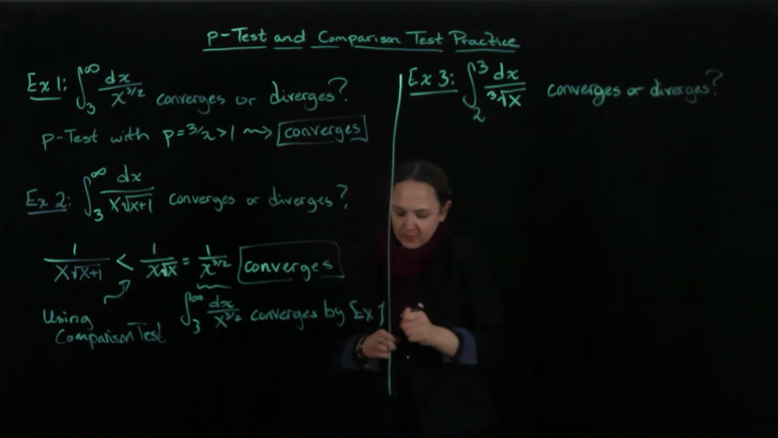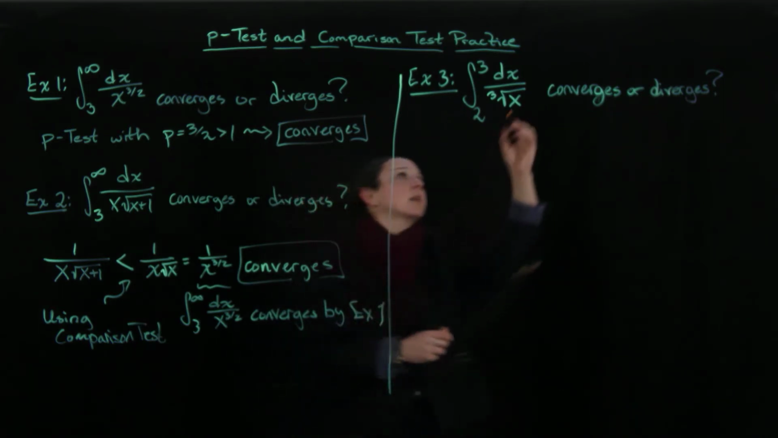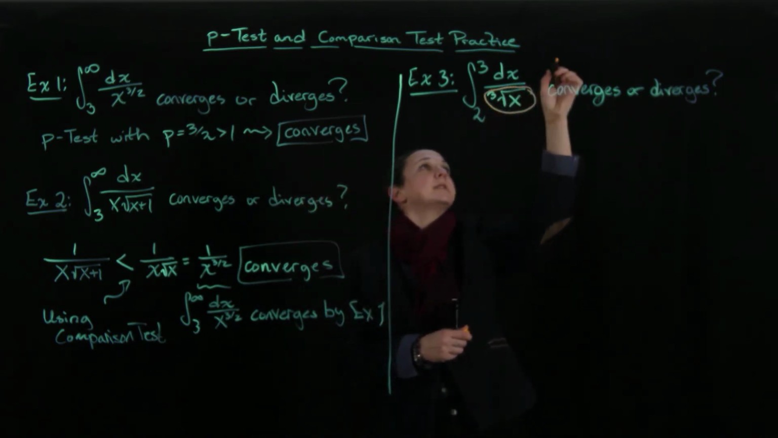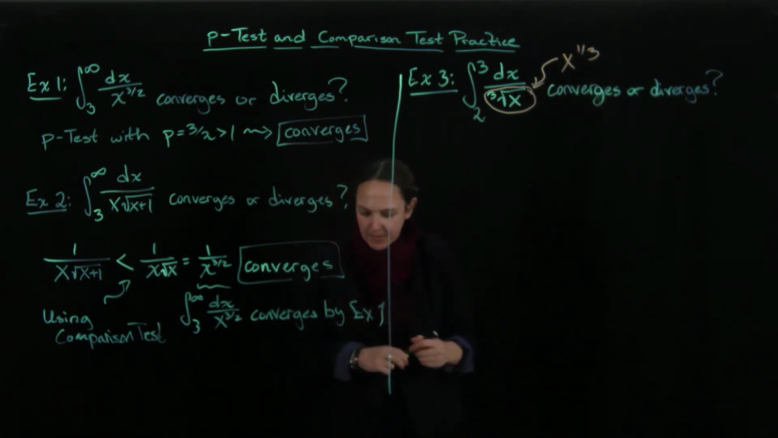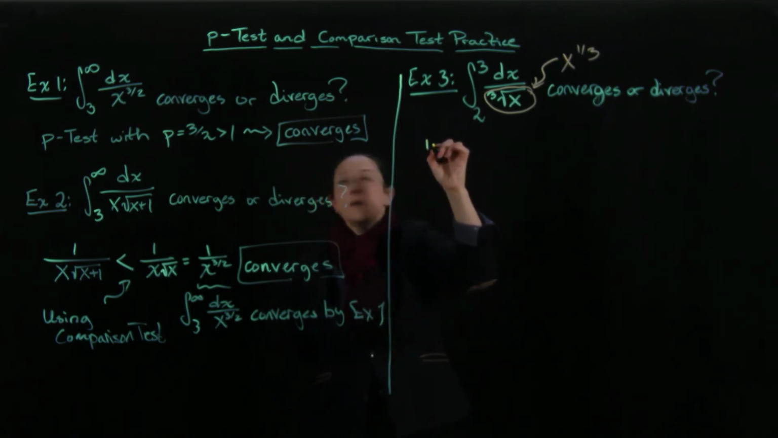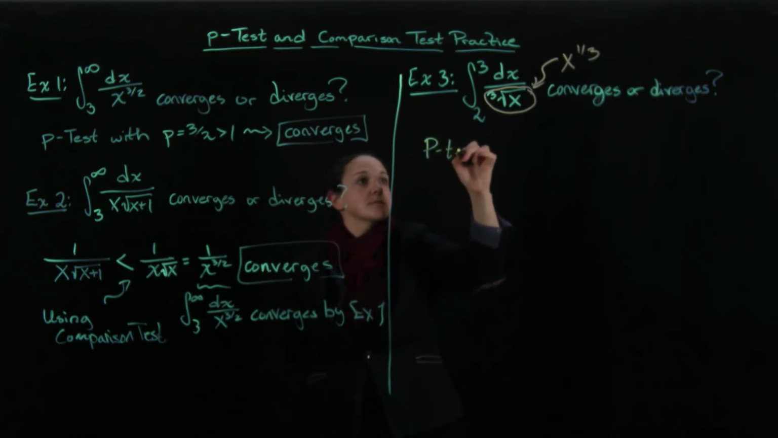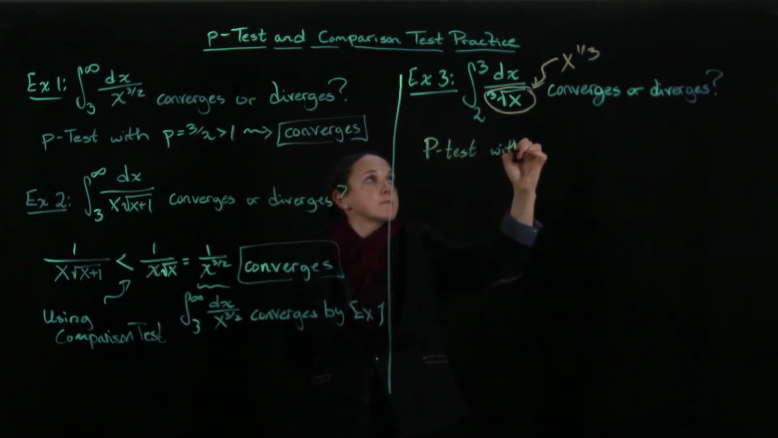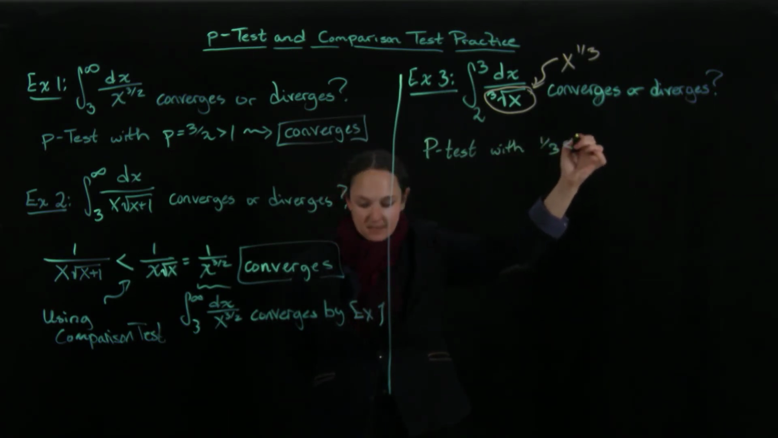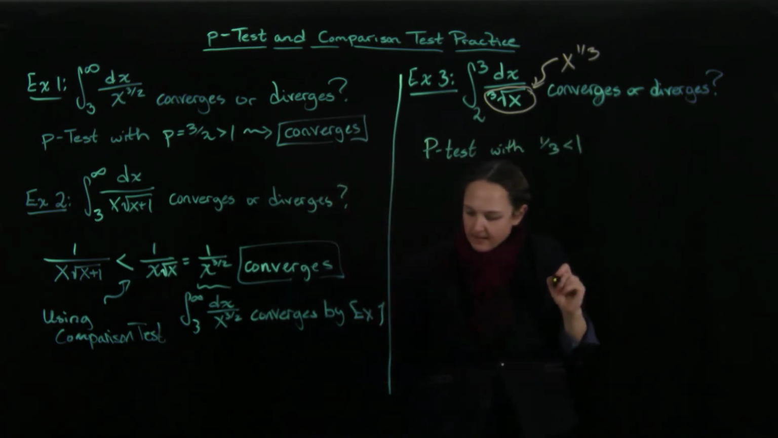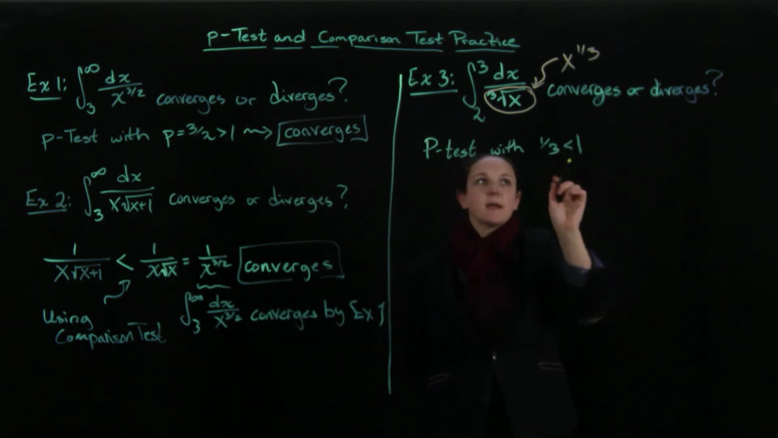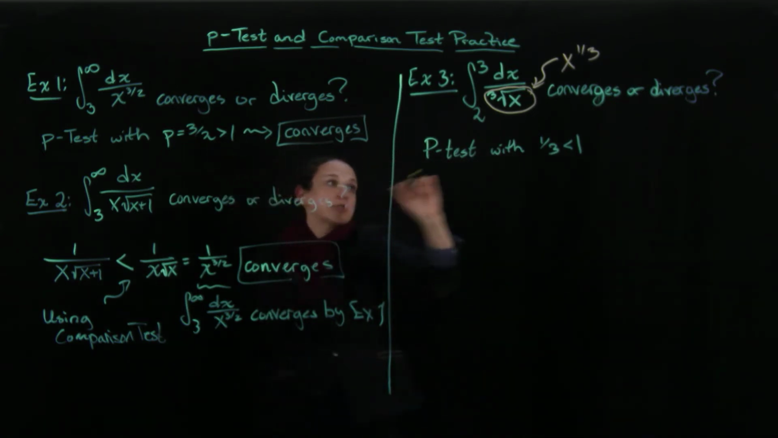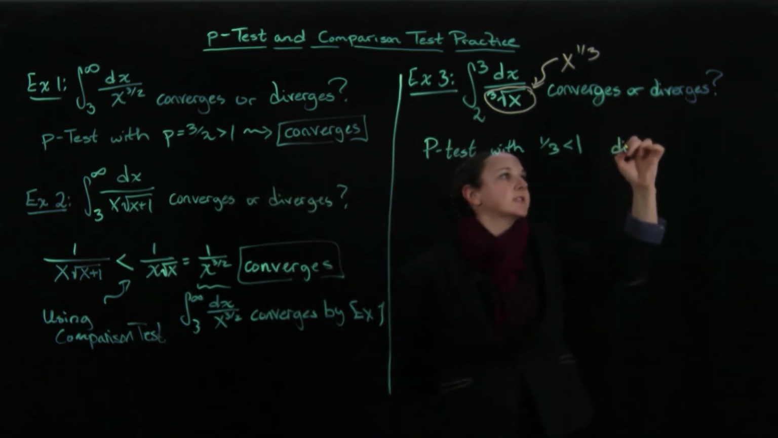We can look at something here. What is this? This is x to the 1/3. So now we can use the p-test again, with p equal to 1/3, which is less than 1. So this is going to diverge. In the earlier case, because p was greater than 1, it converged. In this case, because it's less than 1, this diverges.